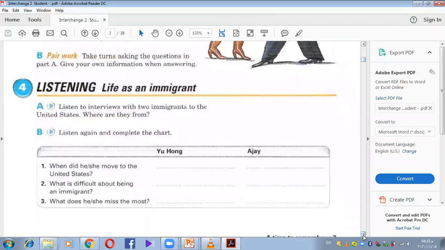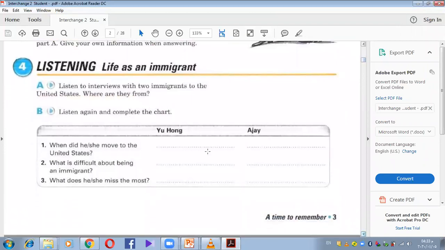Okay, yes, just listening. Life as an immigrant. Immigrant means a person who traveled to a new country and lived there. For example, I am from Egypt, and I'm going to travel to Canada, and I will live all my life in Canada. I will not come back to Egypt. So I am an immigrant, okay? So an immigrant is a person who leaves his country and travels to a new country, and he lives there forever.